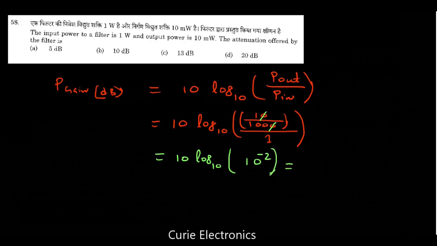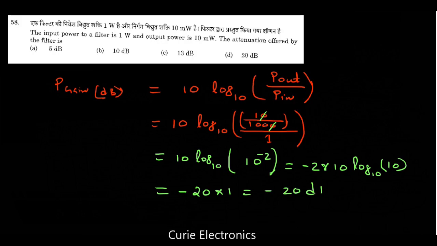Now, how do you simplify 10 to the power minus 2? I can use the logarithmic property. So I can write it as minus 2 multiplied by 10 log 10 of 10, which equals minus 20. What is log 10 to the base 10 equal to? 1. So it is minus 20 dB. The minus shows the decrease in power. The attenuation offered by the filter is the magnitude, so it is 20 dB.